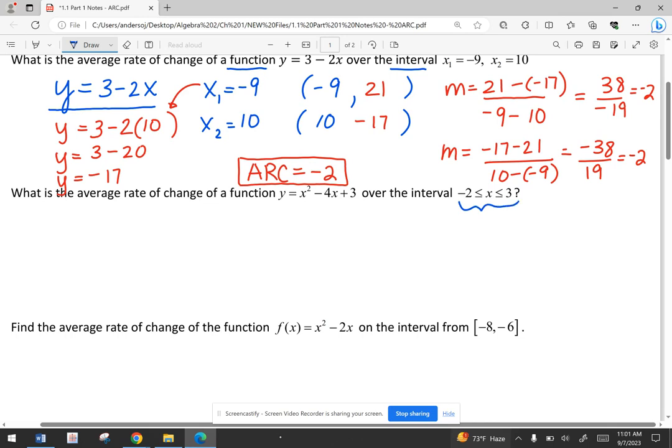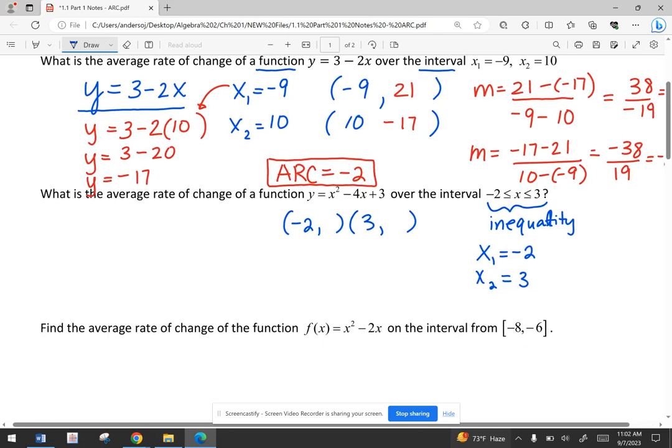When you look at this one, it's written in the form of an inequality. That inequality is basically saying that the first x is -2 and the second x is +3. So again, essentially it's saying, I'm going to give you the first x, but I don't give you the y. And I'm going to give you the second x, and I'm not going to give you the y.